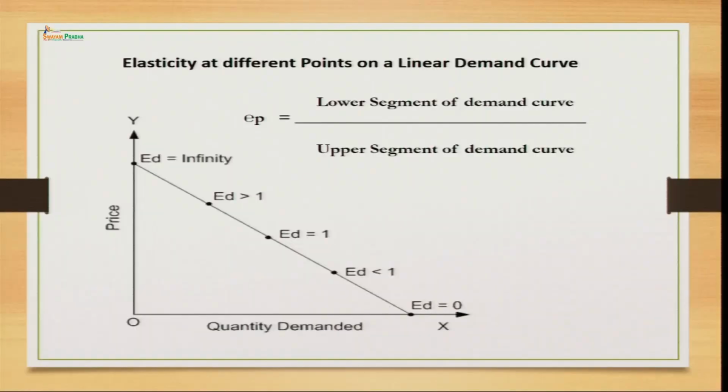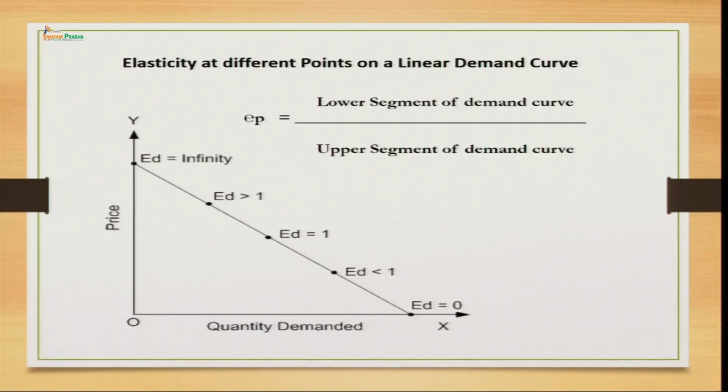And the third is your total outlay method. In this method you are not going to get elasticities in terms of a number, but looking at the figures of total outlay you can find out whether the product is of elastic nature, inelastic nature, or unitary elastic. Okay. So, now let us move to the linear demand curve.